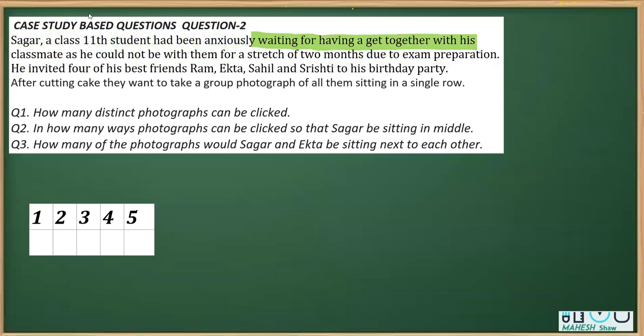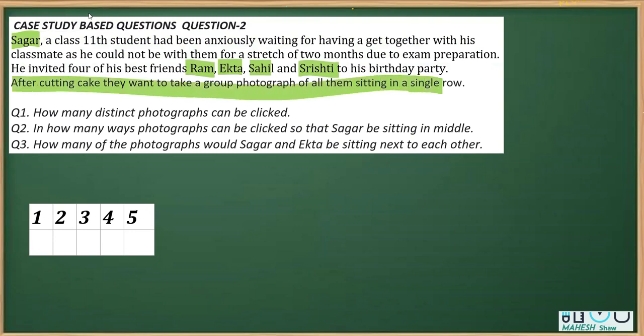So there are four people he invited, one, two, three, four, and including him, it is five people. Now, after the cake cutting, they wanted to take a group photograph sitting in a single row. So I've made a row here, placing them as a single row, and I marked it one, two, three, four. Not necessarily you have to do that, just to understand.